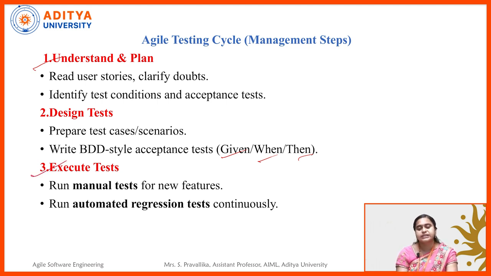Third one, execute test. In execute test, we are going to run manual tests for the new features as well as run automated regression tests continuously. So two types of test cases we are going to perform here. One is a manual test for the new features, and the other is an automated regression test which happens continuously. These were the two sets of test cases that we are going to perform.